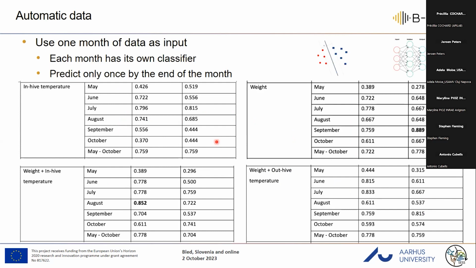Here I tried 2 models. First, we still use the neural network and also try the support vector machine. Basically, with this method, we want to find a line to separate the 2 classes. I trained a classifier for each month. So each month has its own classifier, and we predict only once by the end of the month. You can see here, for the in-hive temperature, it's okay. But the weight with the neural network in September achieved the best results. We have also tested some combinations, but it still suggests that the weight is the most powerful data that we can use for the health status prediction.